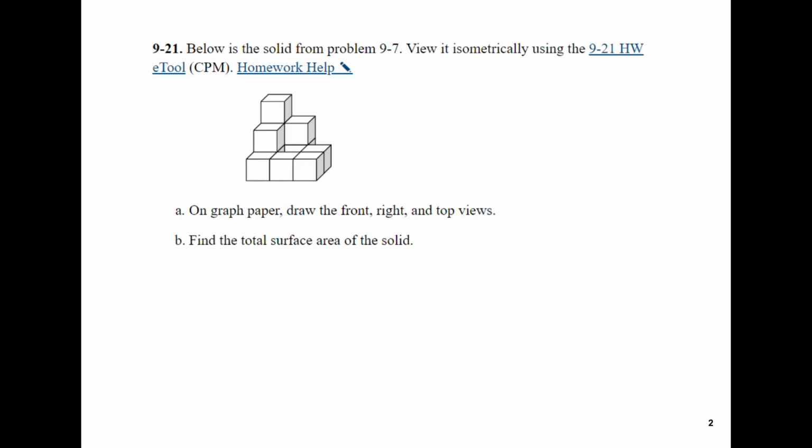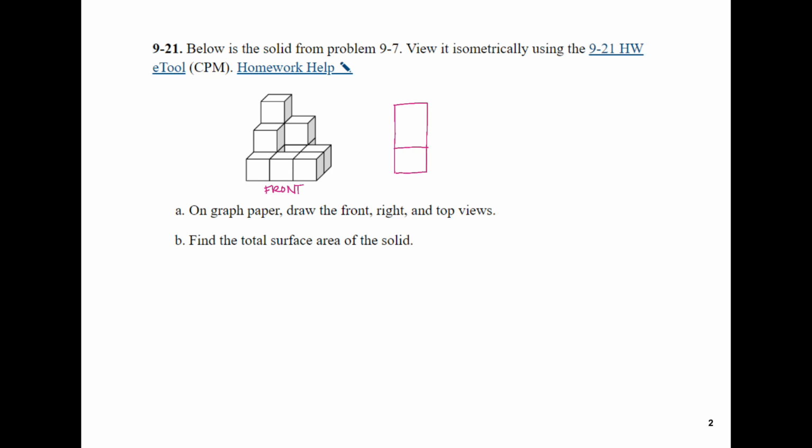Below is a solid from problem 9-7. View it isometrically using the e-tools. On graph paper, draw the front, right, and top views. So in order to draw the front view, I'm going to draw that in pink. Remember, it's what blocks do we visually see?